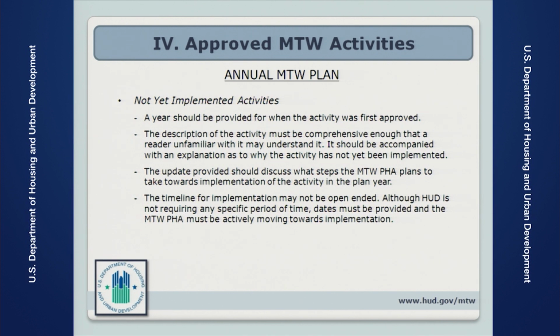You're going to update on the implementation status, and then a timeline for when you think you will be getting it implemented. And we really don't want these timelines to be open-ended. It shouldn't just be "one day." It really should be a plan that if this is an approved activity, you do have a path forward to how you intend to implement it and when. So we're not going to require a specific period of time, but we do want there to be some dates and some evidence that a PHA is actively moving towards implementation of the activity. And then if there were any non-significant changes to the activity, we ask that you would cover those as well.